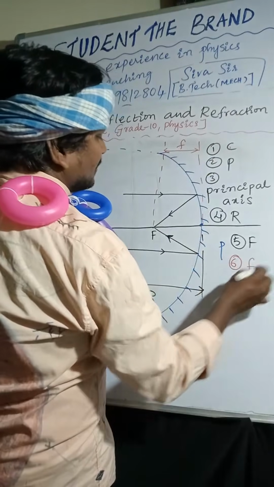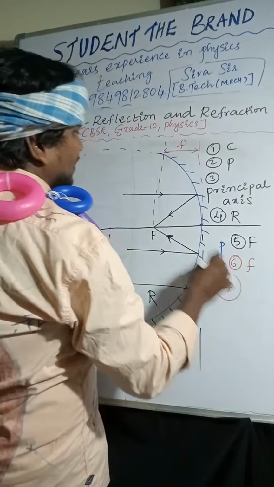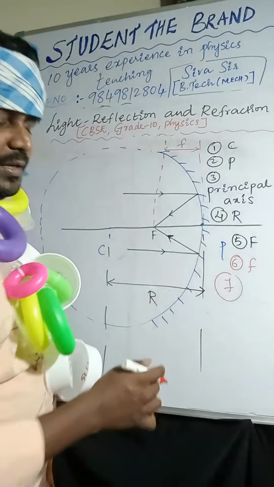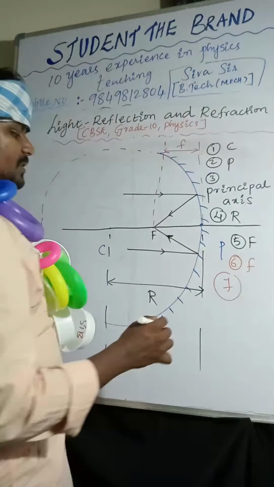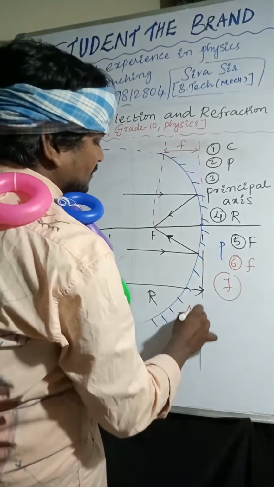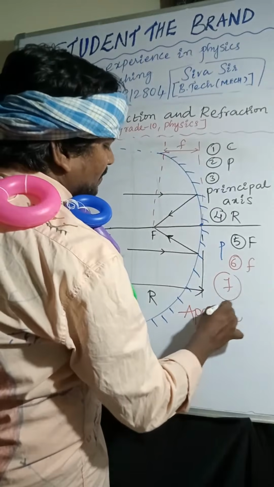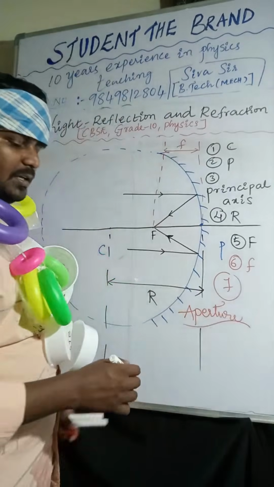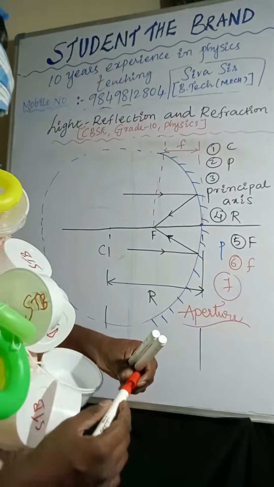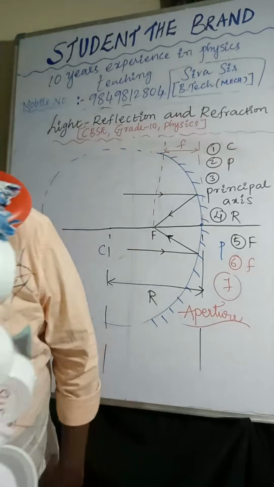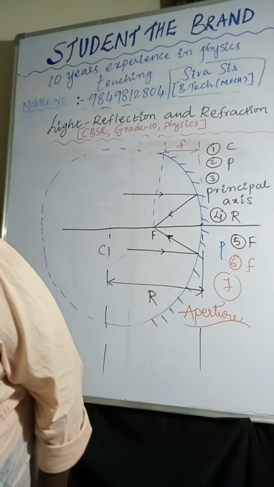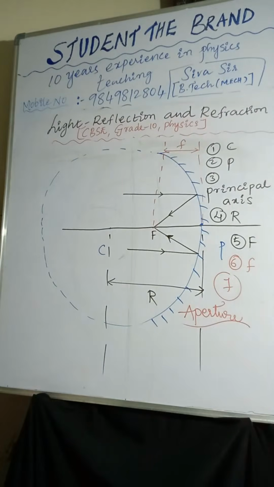And the seventh one, the width of the mirror is called the aperture. So these are the points. We'll discuss the remaining points. Terms related to spherical mirror: center of curvature, pole.